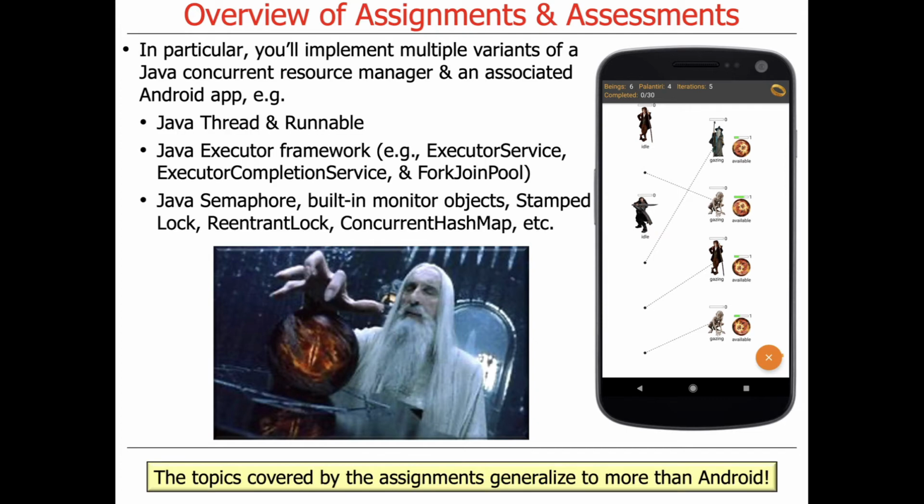especially with servers. So we'll be looking at things like Java threads, Java runnables, the Java executor framework, which are all examples of threading mechanisms and threading frameworks. And then we'll also take a look at a boatload of synchronizers like semaphores and different kinds of locks and monitor objects and so on and so forth. And even though we're using this in Android, everything here generalizes beyond that.